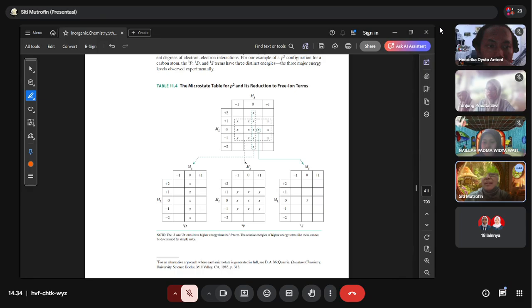Tunjung, can you understand? Tunjung, your microphone. Does that mean it has to always equal to zero? No, you have to check it out.